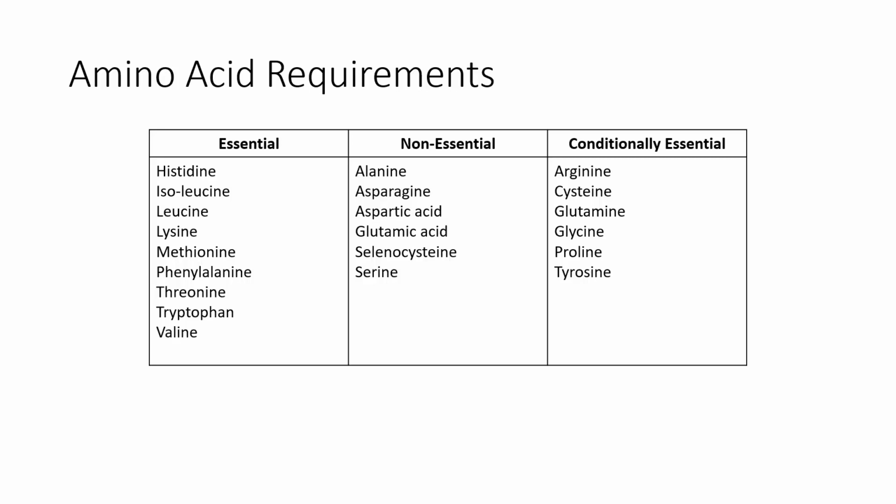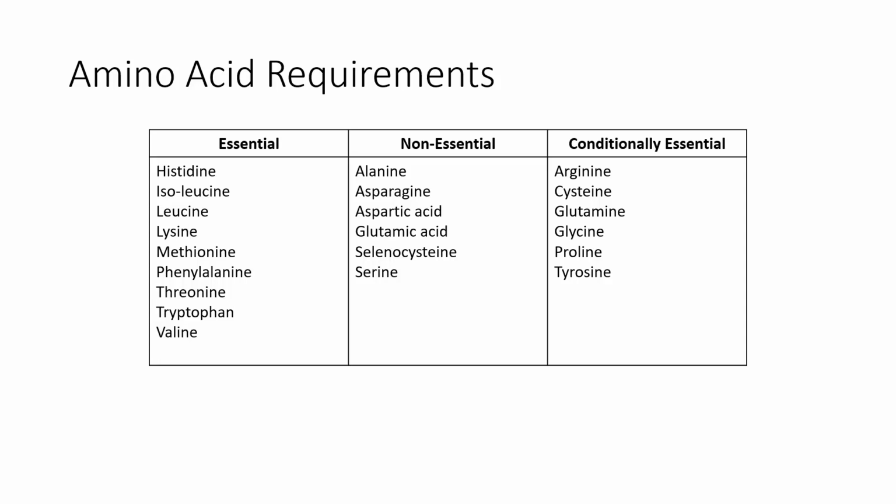So, amino acid requirements: there are essential, non-essential, and conditionally essential amino acids. You should be familiar with which ones are essential because these are extremely important to be supplied in the diet. They are histidine, isoleucine, leucine, lysine, methionine, phenylalanine, threonine, tryptophan, and valine.